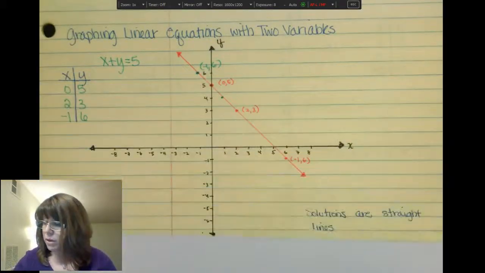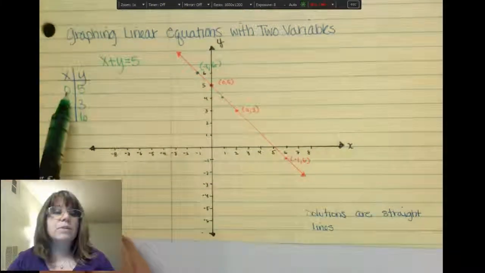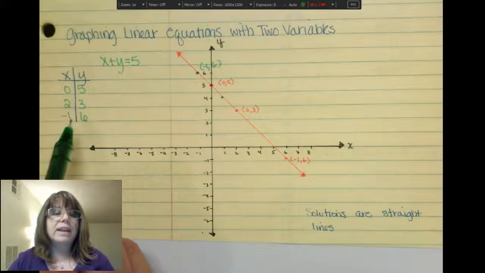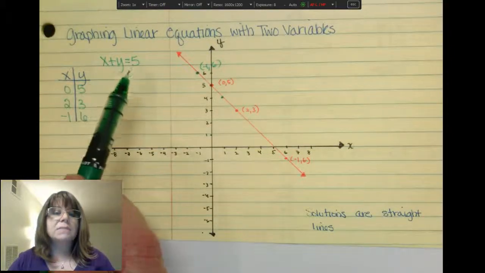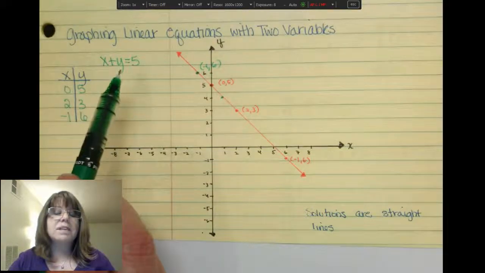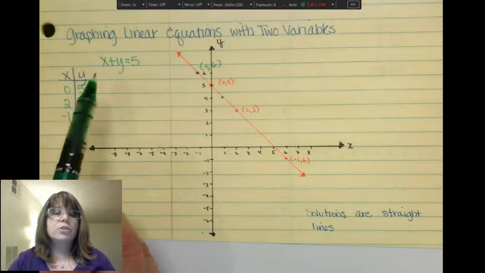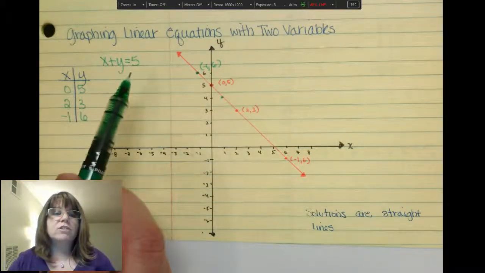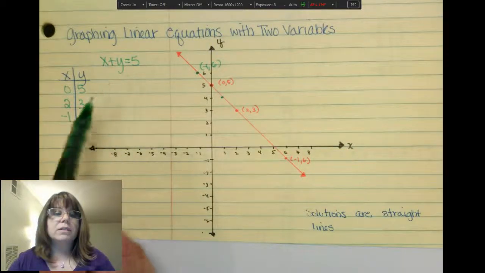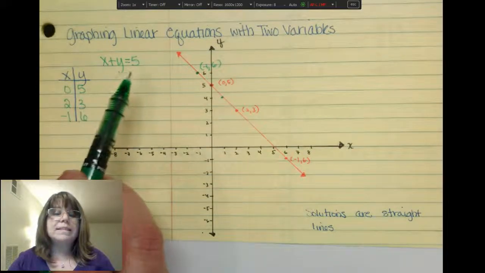So here I've done one for you. I chose 0, 2, and -1. So when I place 0 in, 0 plus something gives me 5. y must equal 5. Then I chose 2. 2 plus y gives me 5. Subtract 2, so y equals 3. When x equals -1, add 1 to each side, so y will be 6.